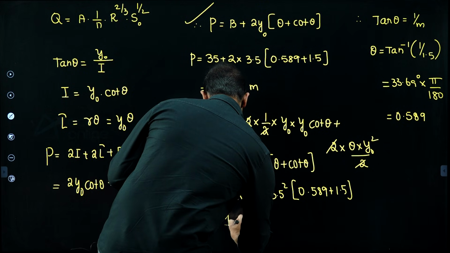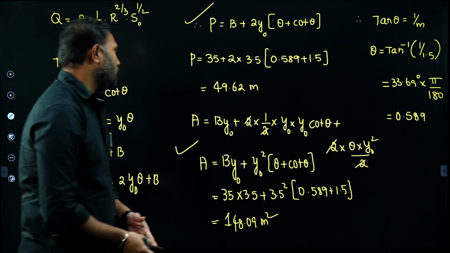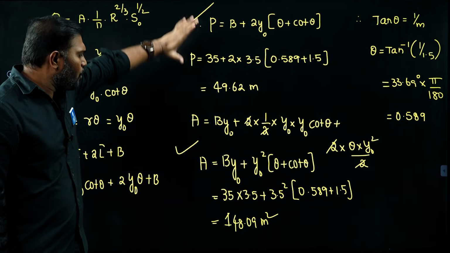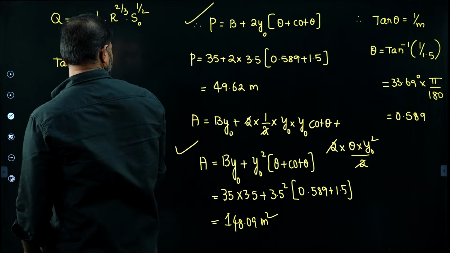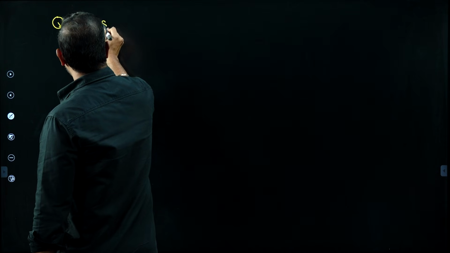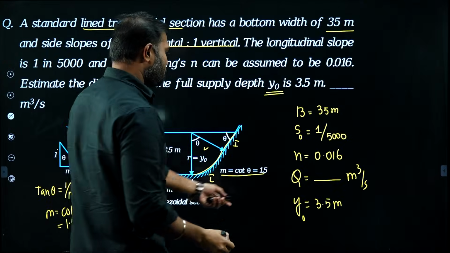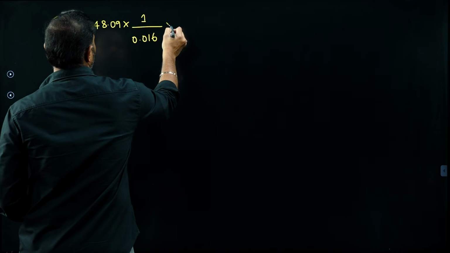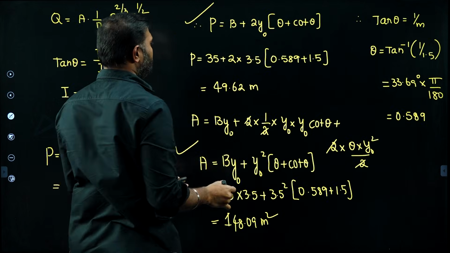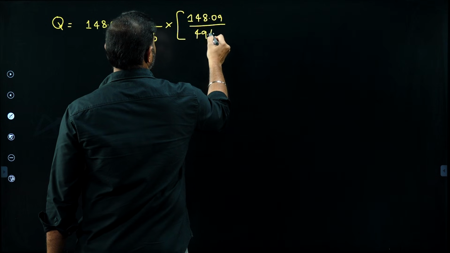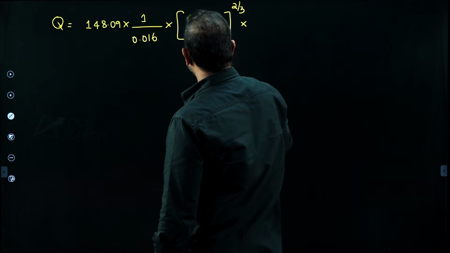So this is going to be 148.09 meters square. That's about the area, and in the case of the wetted perimeter, once we know this value, then simply substitute. Q is equal to area 148.09 into 1 by n, 0.016. Is it? Yes. What is R? A by P, 148.09 A by P, 49.62 whole to the power of 2 by 3 into S naught.